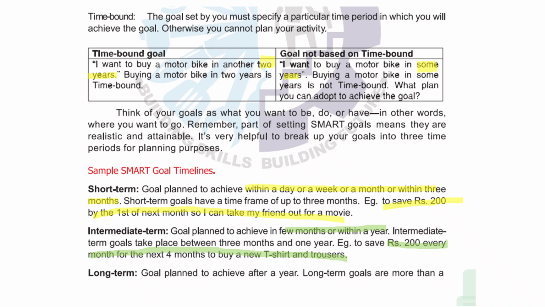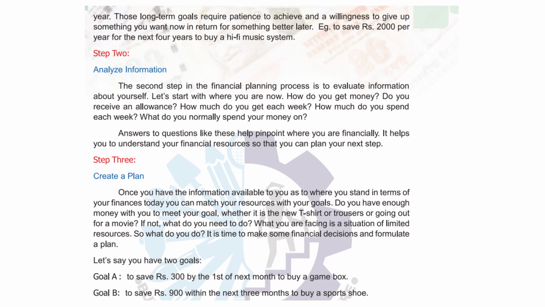And long term क्या होता है? After a year, like group of years, 3, 4 years में. Long term goals are more than a year. Those long term goals require patience to achieve and a willingness to give up something you want in return for something better later. This means कुछ पाने के लिए कुछ खोना पड़ता है. Example: save 2000 rupees per year for the next 4 years to buy a hi-fi music system.